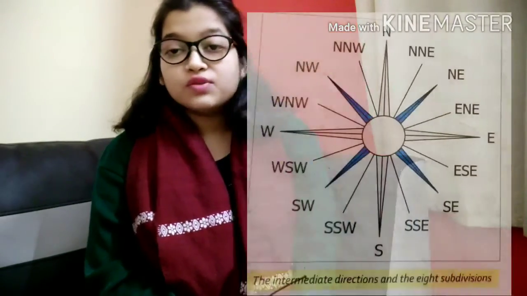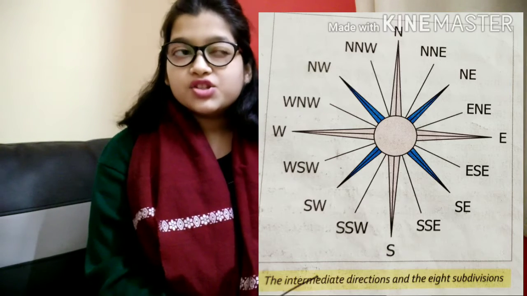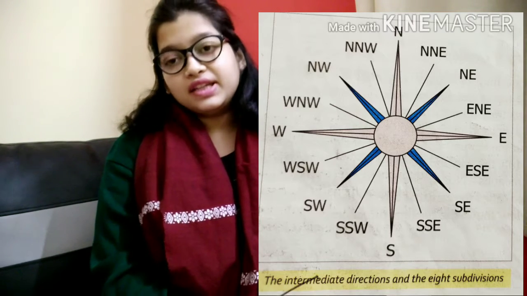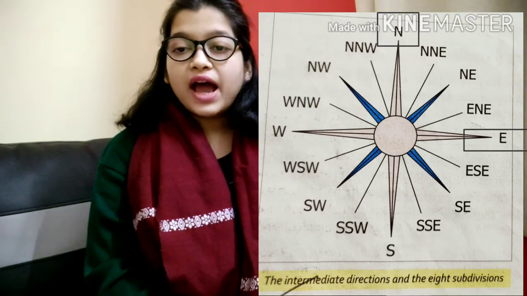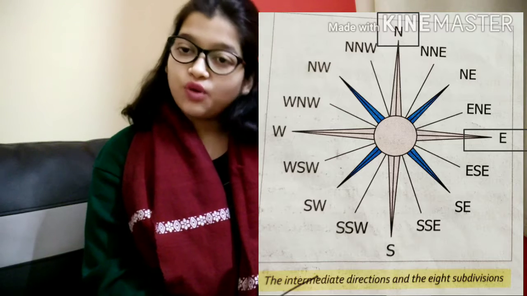Now some more details in map direction. There is an important term called intermediate direction. Now what is the intermediate direction? Between the cardinal directions there are 4 more directions, that we call intermediate directions. Now giving you some examples. Suppose a place is situated just in the middle of north and east. How will you identify the location of the place? We will identify the location of the place as northeast.